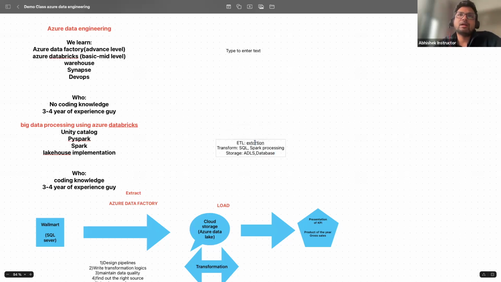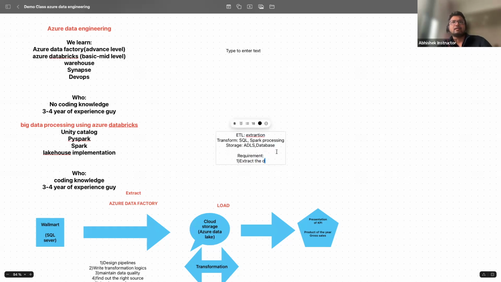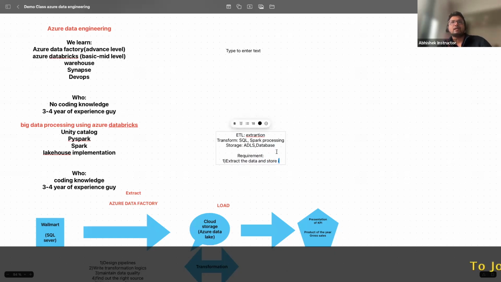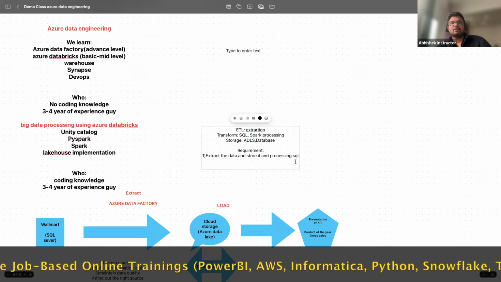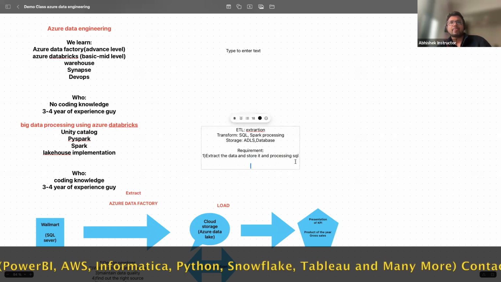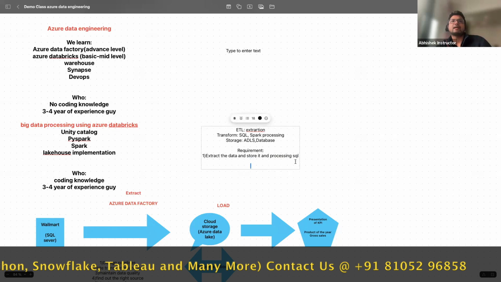Now if you have only the ETL requirement, sometimes it can happen that I want to transform the data. I have worked in many organizations in which they want to extract the data, store it and process it using SQL itself, because they don't have a big amount of data. Microsoft Fabric itself has that reporting tool. They can directly connect with Power BI.